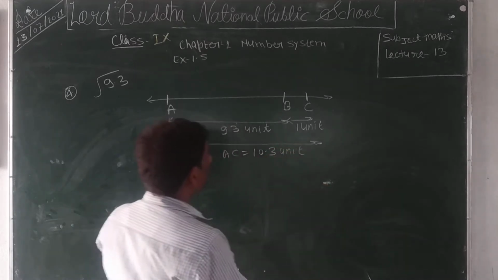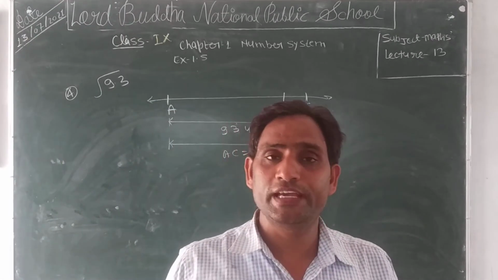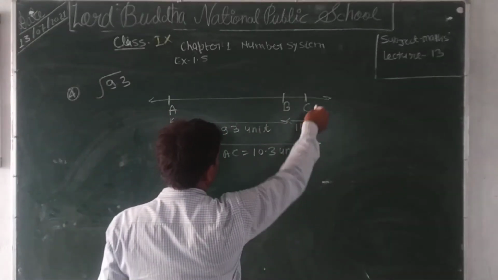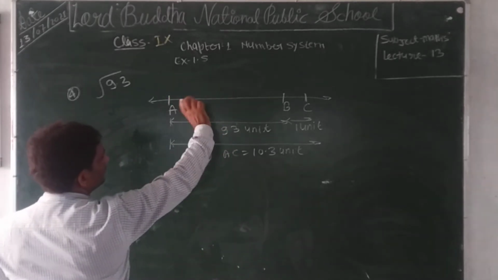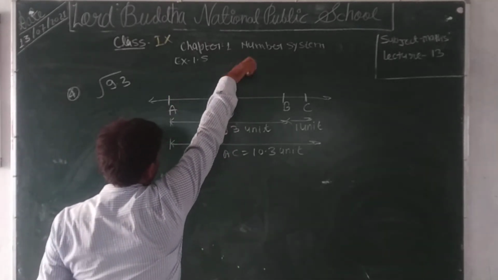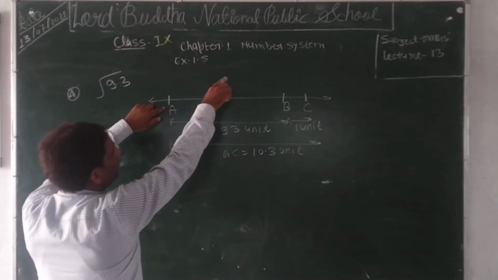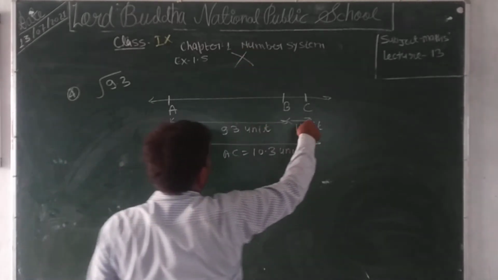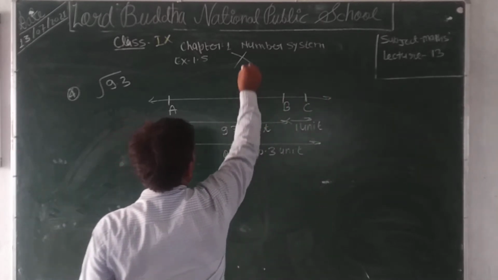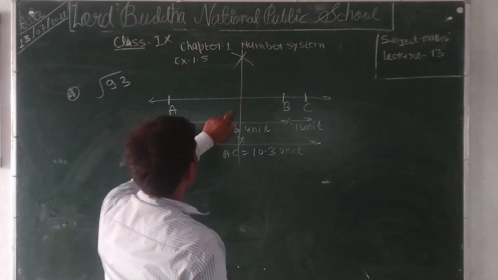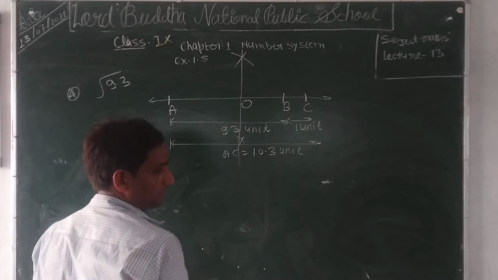Okay, now we draw the perpendicular bisector of AC with the help of a compass. We mark an arc upwards from point A, putting more than half the distance in the compass. Suppose here, and we follow the same process with the same length from here. We join these. This will be our perpendicular bisector which cuts AC at point O. Clear?